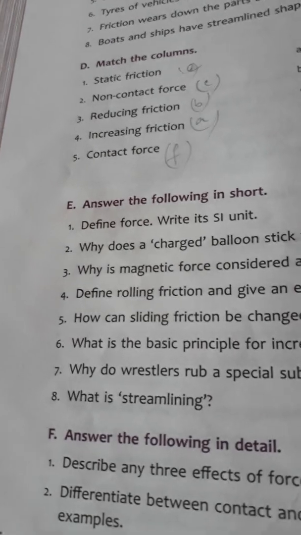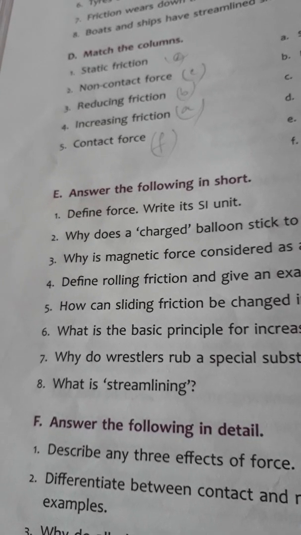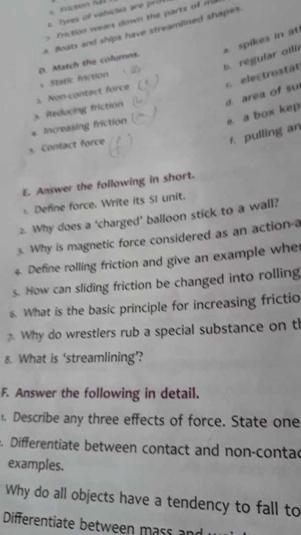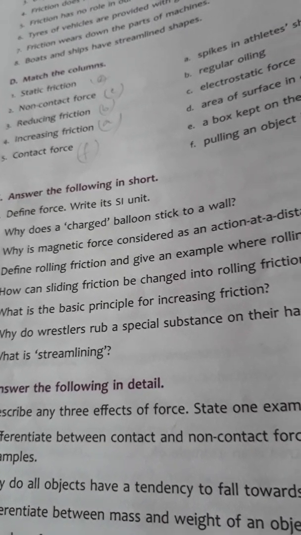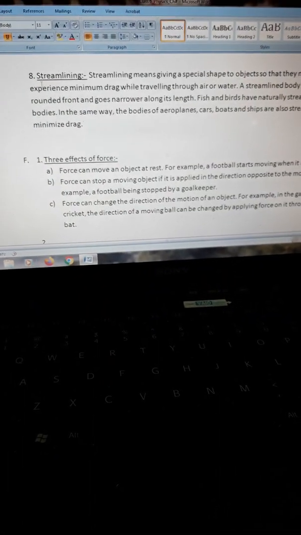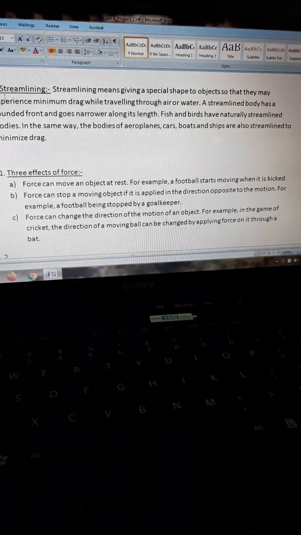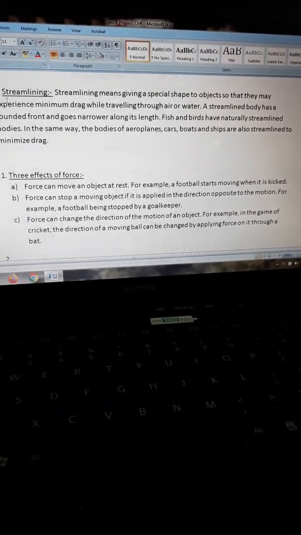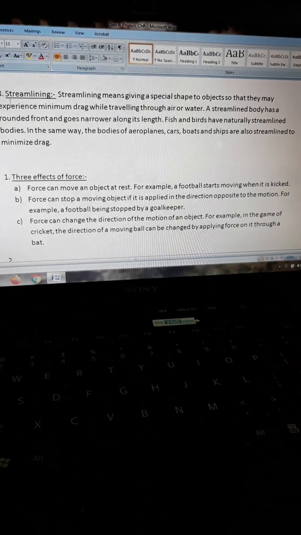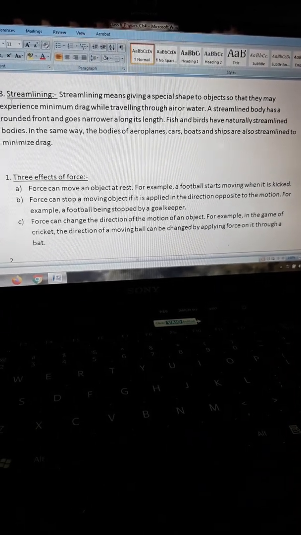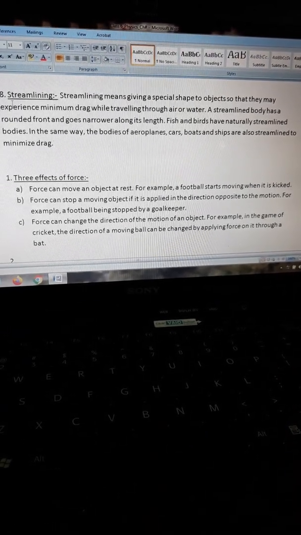So, that was the last one. Now question number F: answer the following in detail. Describe any three effects of force. State one example of each. We know many effects of force, but you have to write three effects here. So here I have written: force can move an object at rest. For example, a football starts moving when it is kicked.